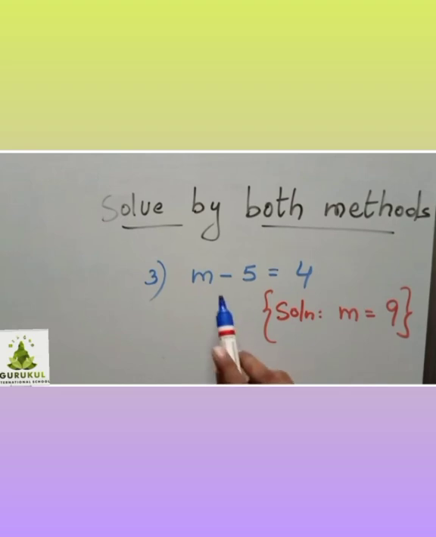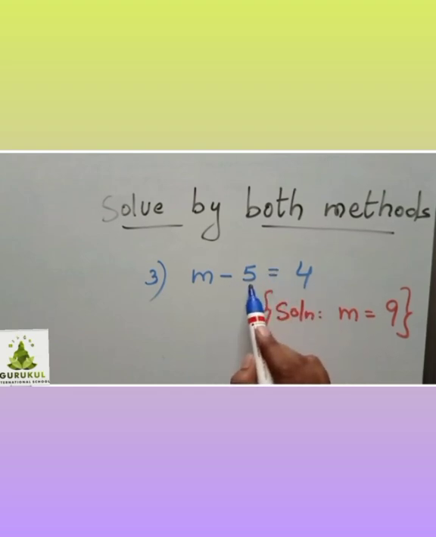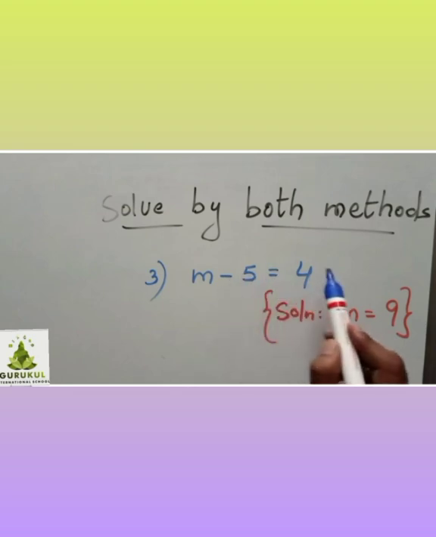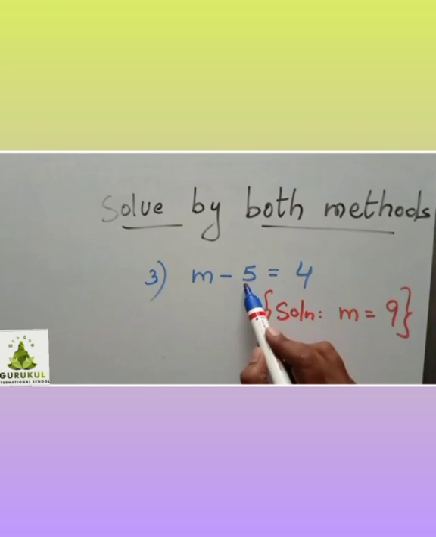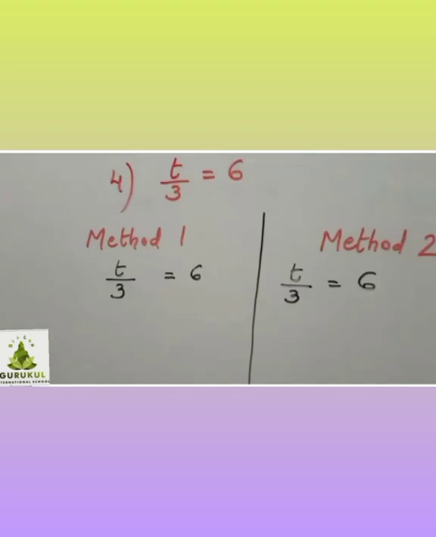Check this question now. M minus 5 equals 4. First method, what will you do? Minus 5 is here. If I want to remove this minus 5, I have to write plus 5 here. Here also plus 5. So the minus 5 and plus 5 will get cancelled and you will get the answer. Second method, what will you do? Bring this minus 5 to the other side of the equal sign. So what will it become? Minus 5 will become plus 5 on this side. So m equals 4 plus 5. So you will get the same answer. Do this yourself. Next one I will explain to you.